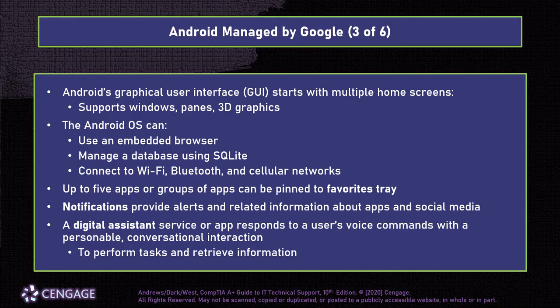So the GUI for Android starts with multiple home screens, usually called pages, and they will support windows, panes, 3D graphics, widgets, things like that. Widgets, I'd have already mentioned this term, is basically a self-contained desktop-oriented mini program, or an applet, if you will.